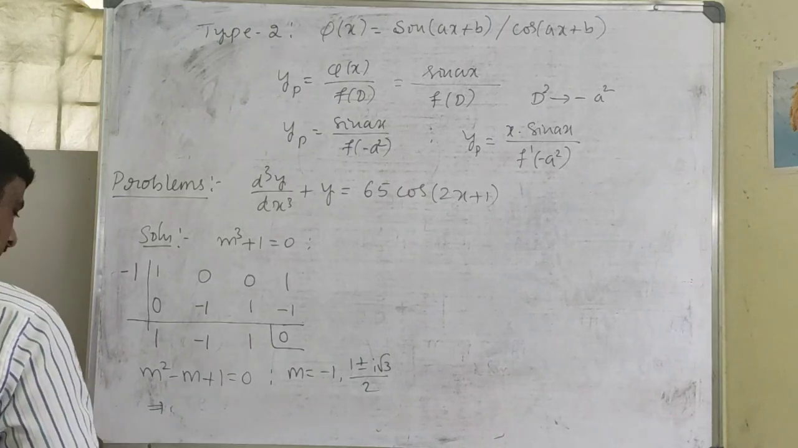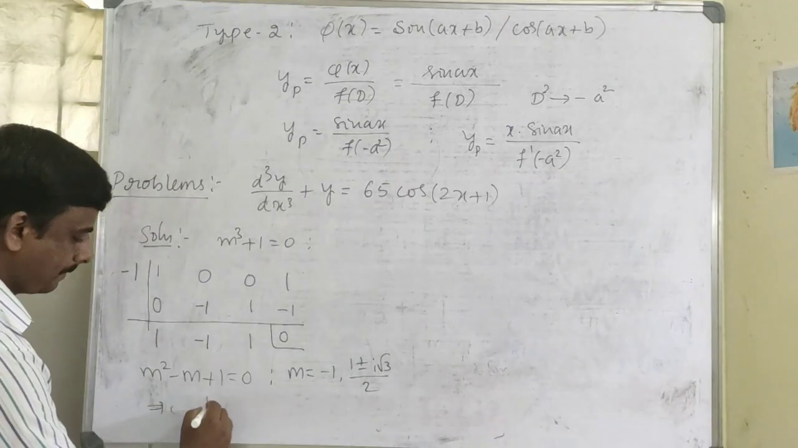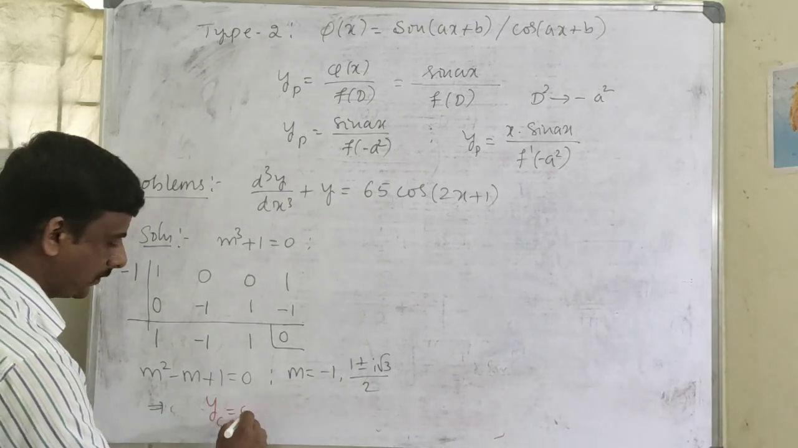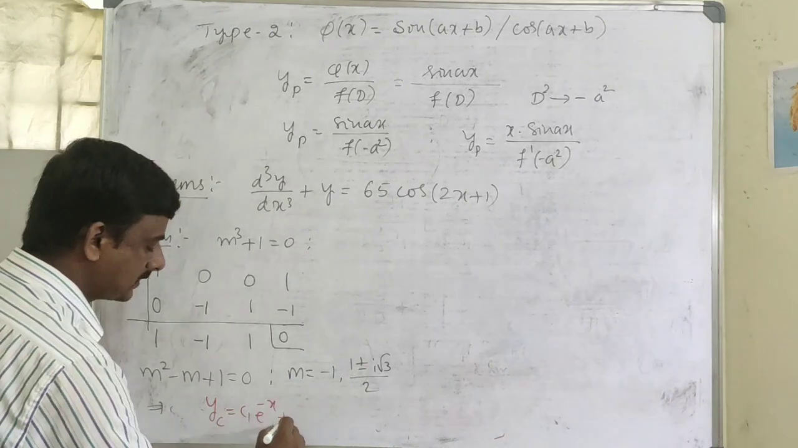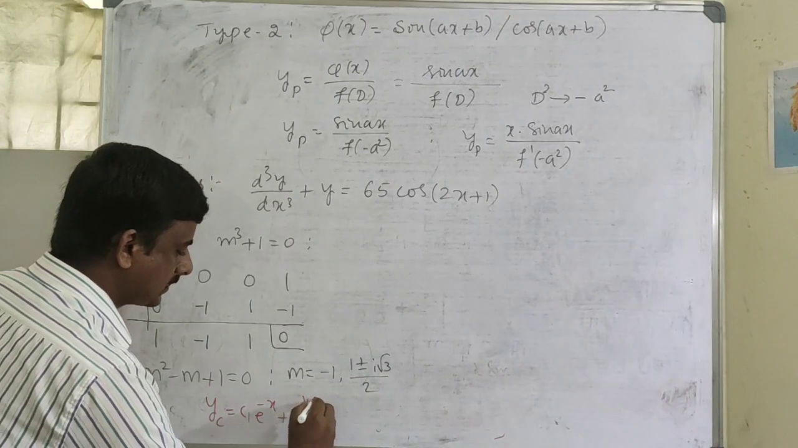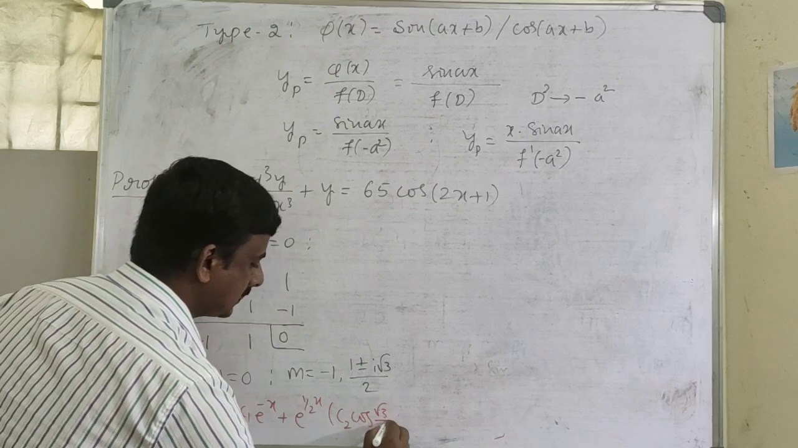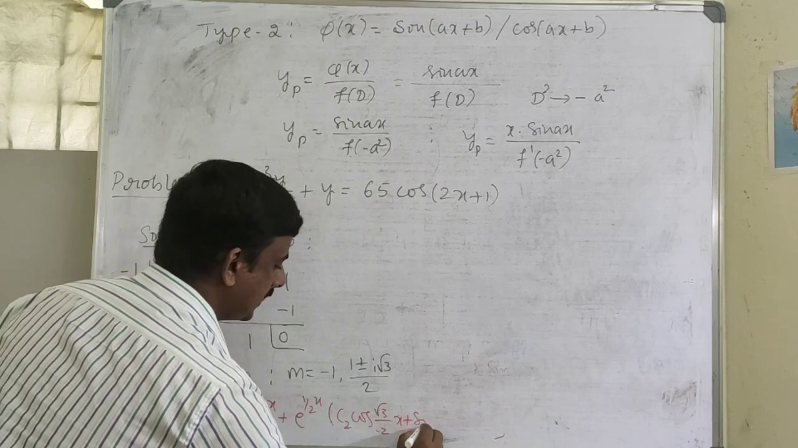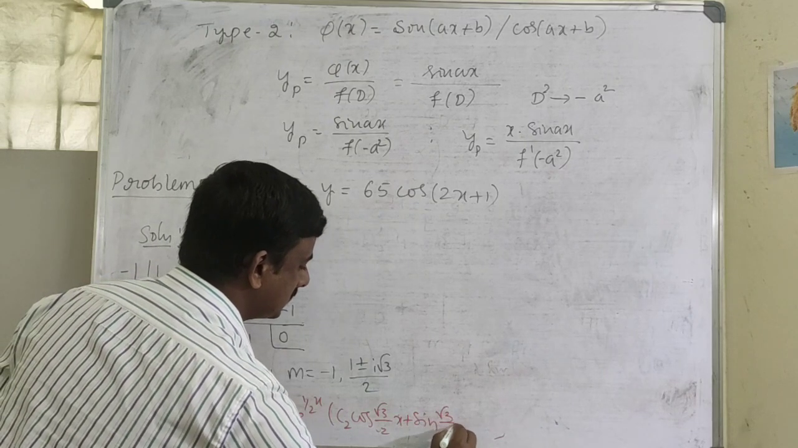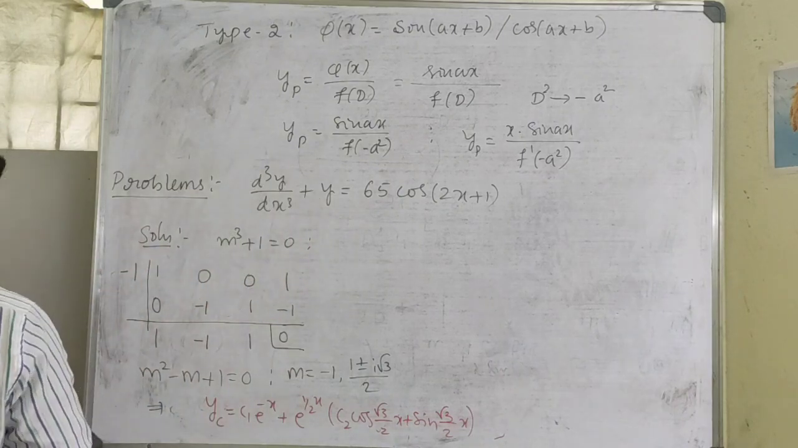So yc will be c1 e power minus x plus e power 1 by 2 x, the real part being 1 by 2, into c2 cos root 3 by 2 x plus c3 sin root 3 by 2 x. So that is yc, the complementary solution.